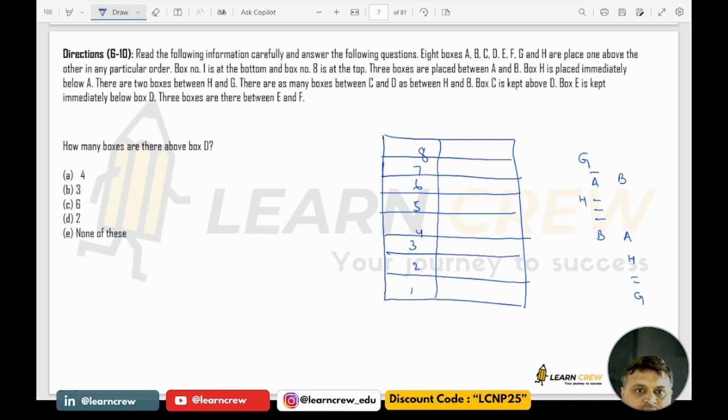Next, there are as many boxes between C and D as between H and B. Between H and B you have 2 boxes. Similarly between C and D also you have 2 boxes. Next, box C is kept above D. Box E is kept immediately below box D.